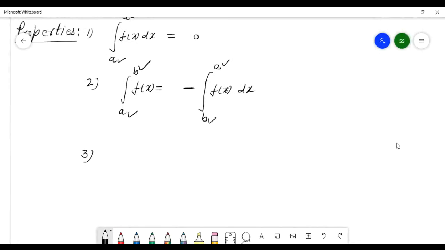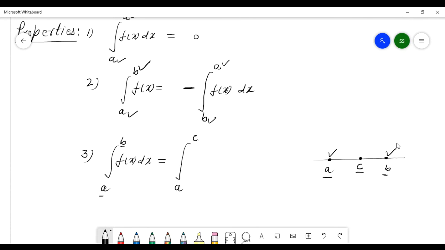And number 3. Suppose here an interval from A to B, and here any number C between A and B. Then how to find this integral, the integral from A to B of f(x) dx? It is equal to the integral from A to C of f(x) dx, plus the integral from C to B of f(x) dx. You can write it this way.